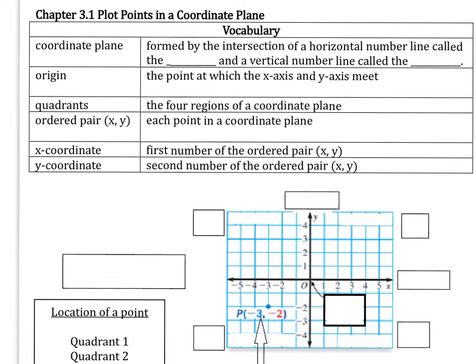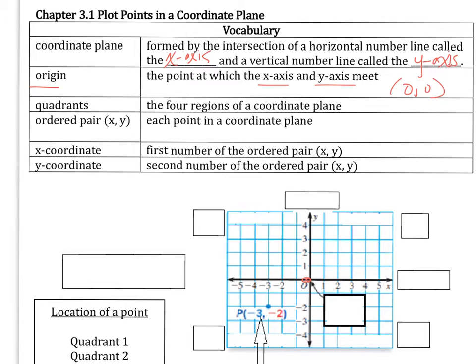3.1 Plot points in a coordinate plane. A coordinate plane, again, is formed by the intersection of a horizontal number line called the x-axis and a vertical line called the y-axis. The origin is the point at which the x-axis and the y-axis meet, so (0, 0).